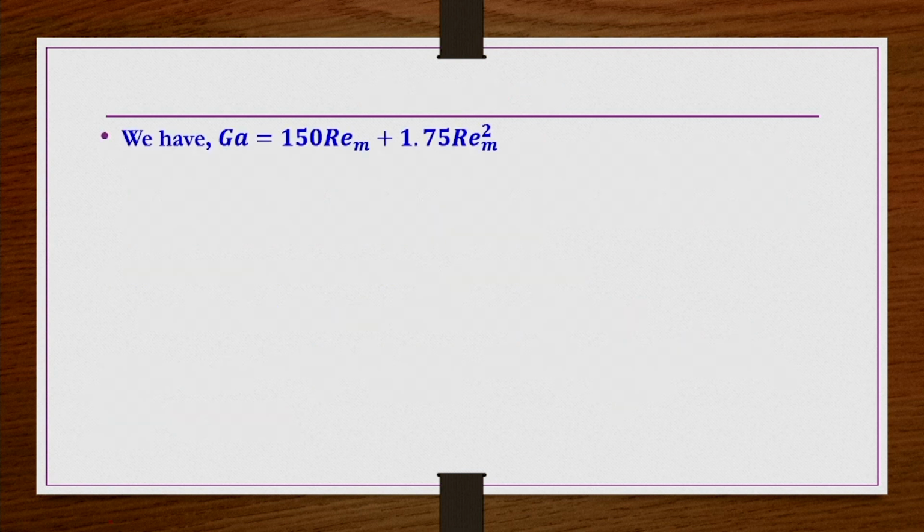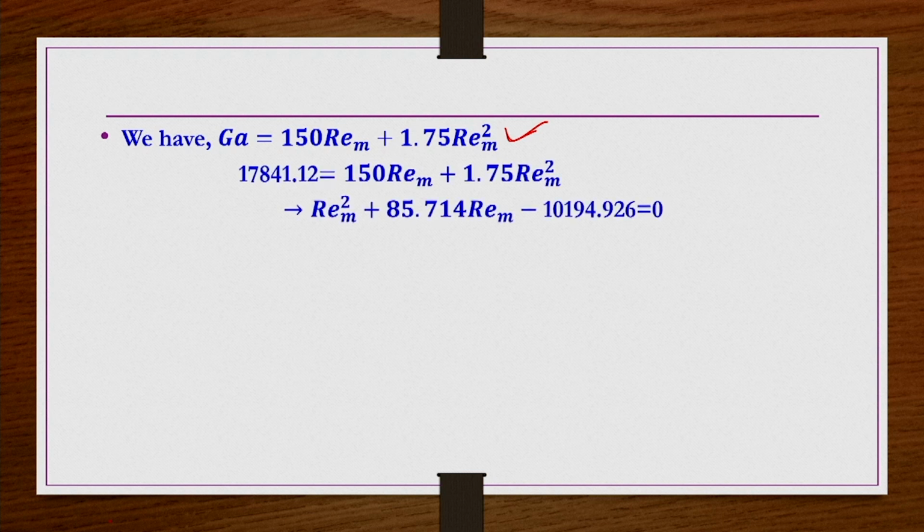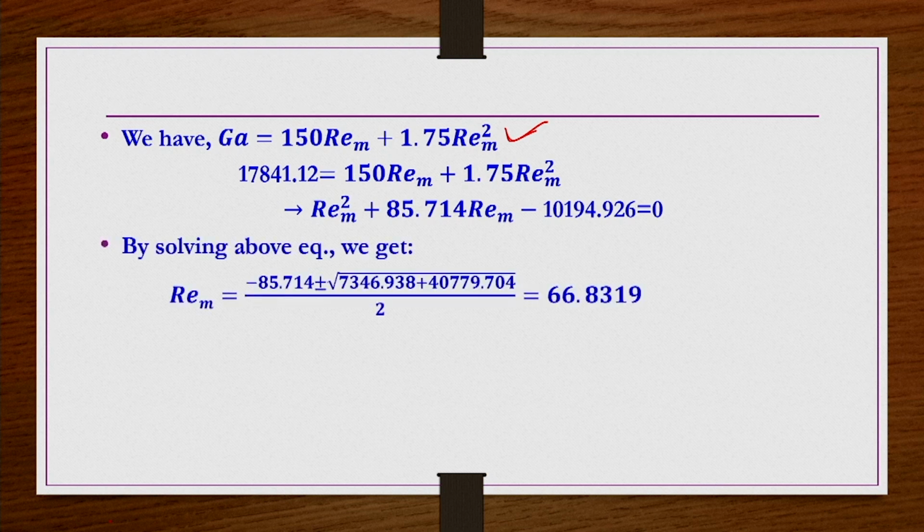Now, this one you substitute in the equation that we have derived. Galileo number is equal to 150 Re_m plus 1.75 Re_m square, and then you simplify this equation further and solve it to get the roots for the Reynolds number, so that you get Re_m. One positive, one negative value you will get. The negative value does not have any meaning here. So, we take the positive value as the answer. That comes out to be 66.8319.